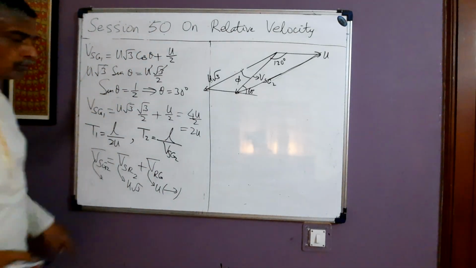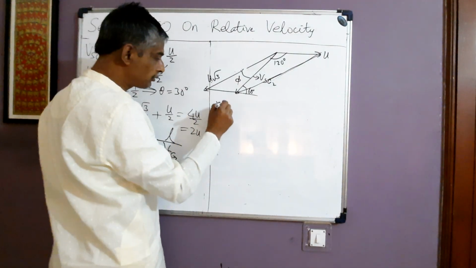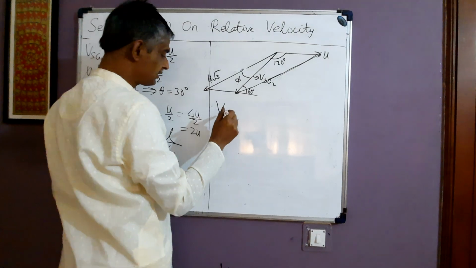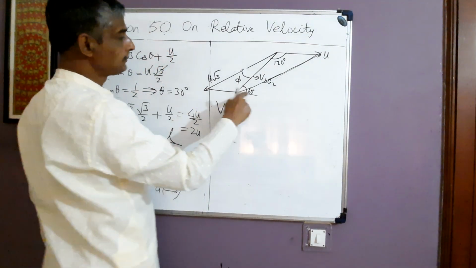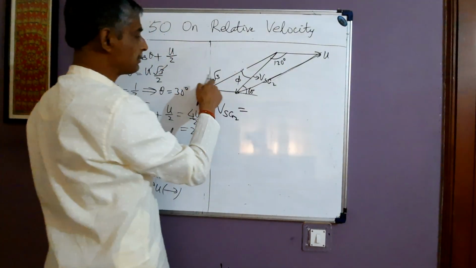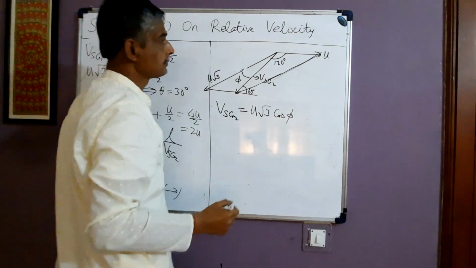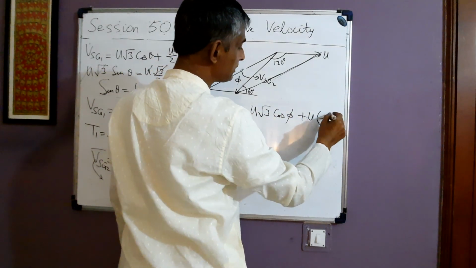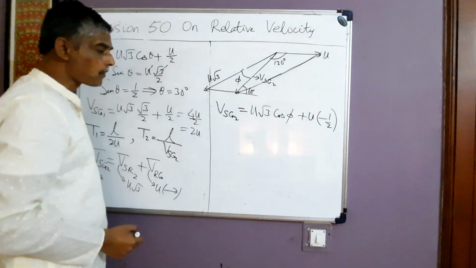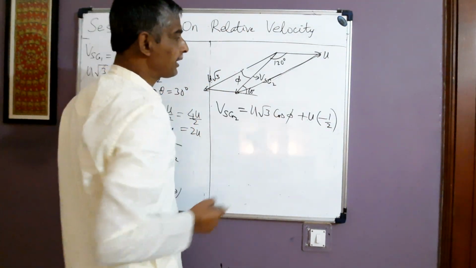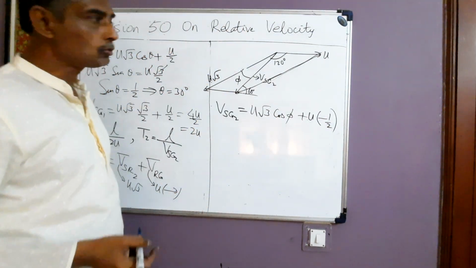Now we have to know the magnitude of VSG2. For that, what do we write? VSG2 is equal to u cos 120 plus u root 3 cos phi plus u cos 120 degrees. Cos 120 degrees is minus half. Now to know VSG2 we must know phi.